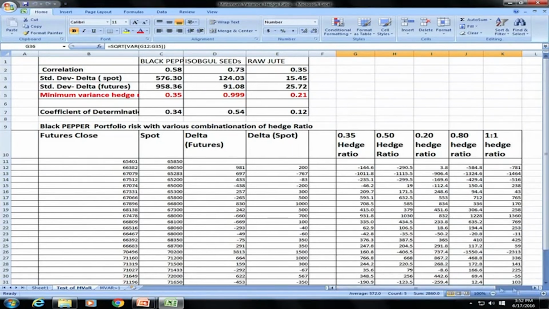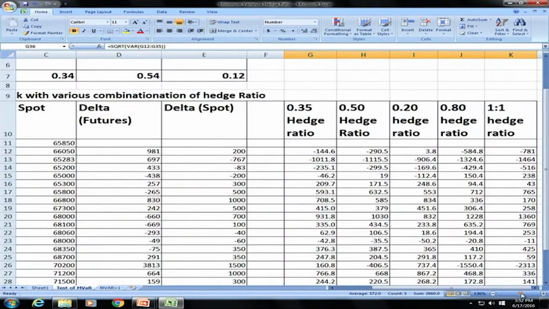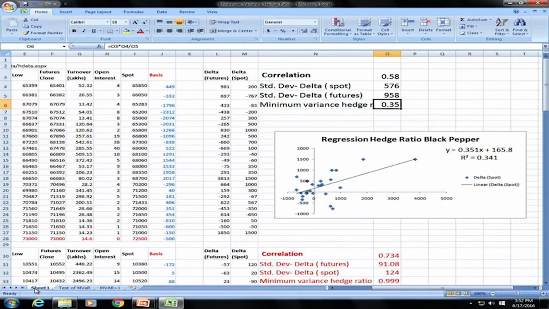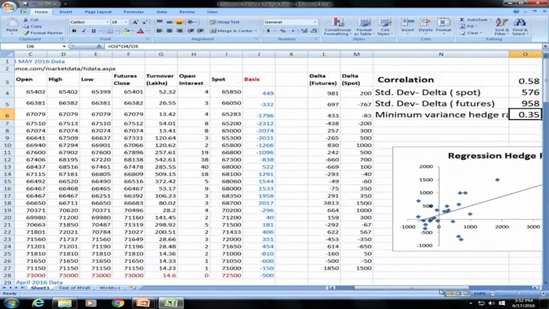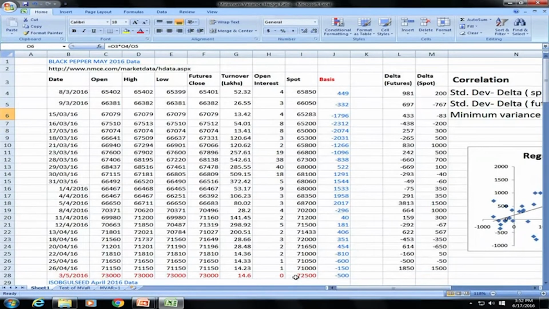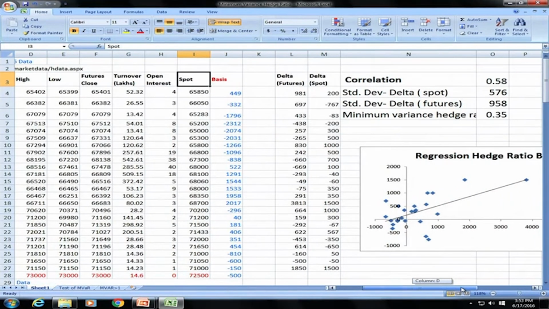This Excel file has 3 worksheets. So we are just talking about worksheet number 1. If you can see, if it is visible to you, this is the black pepper May futures contract available from the NMCE website, and this column F is the futures price and column I is the spot price. Based on the futures price and the spot price, we have calculated the delta.